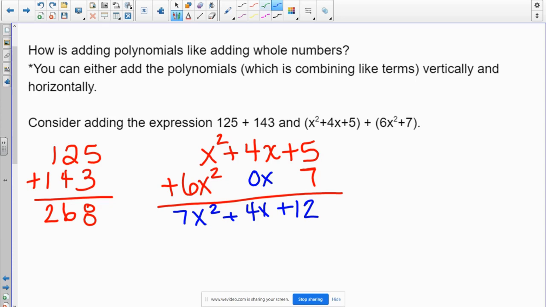That was vertically. Horizontally, if we just take this problem right here and we add them, you're going to look for those like terms. So x squared and 6x squared makes 7x squared. For 4x, I look over at the other polynomial, I don't see any other like terms, so I know it has to just be the 4x. And then 5 plus the 7 makes 12.